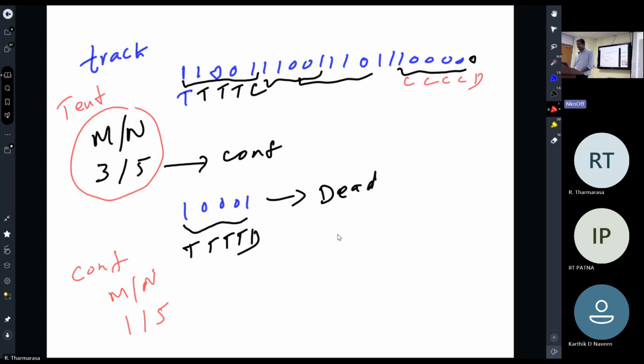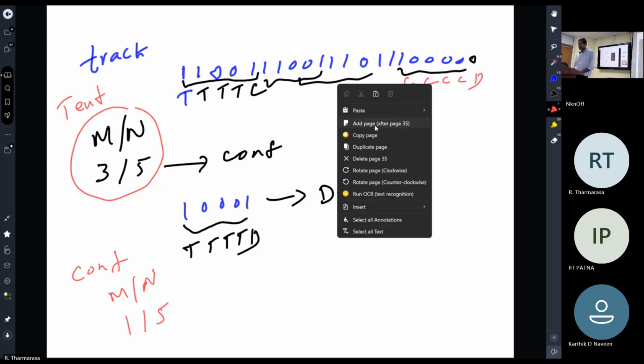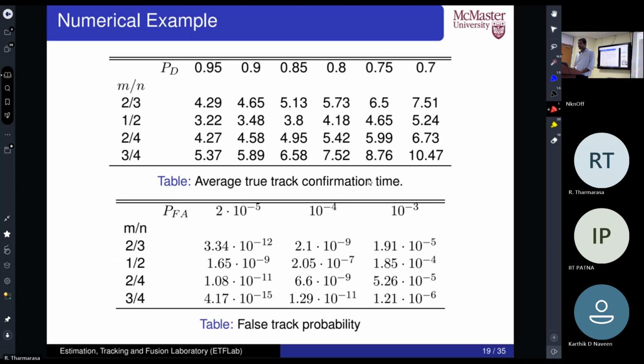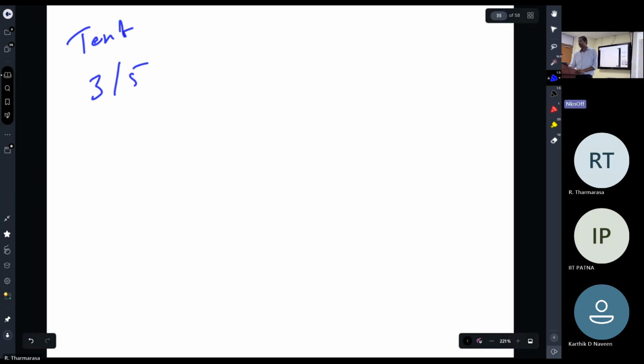Now let's say for the tentative track, the logic is 3 out of 5. I use 3 out of 5. And the measurement sequence is 1, 1, 1, 1, 1, 1, 1, and so on. What is the confirmation latency?